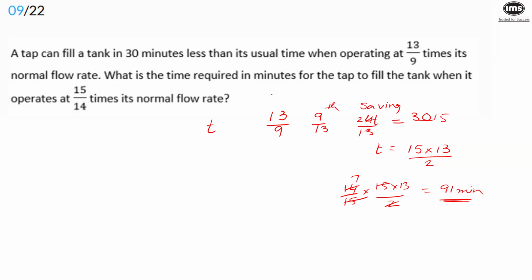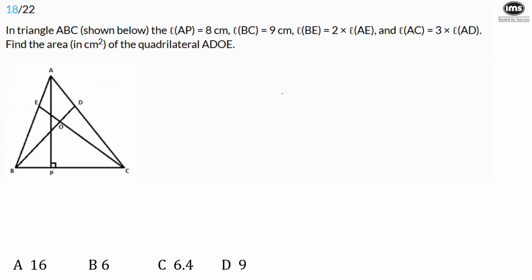Oh, a question which can be solved very fast. Usually time and work is not a very difficult chapter. Things can be done quite fast. Okay, moving on. This is the last question that I have selected.